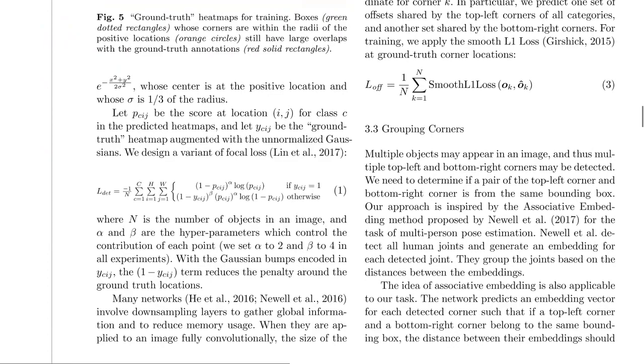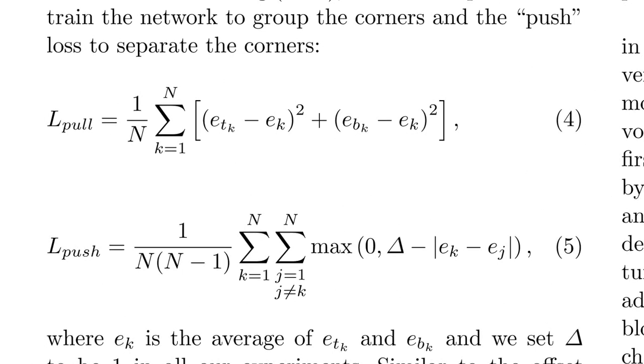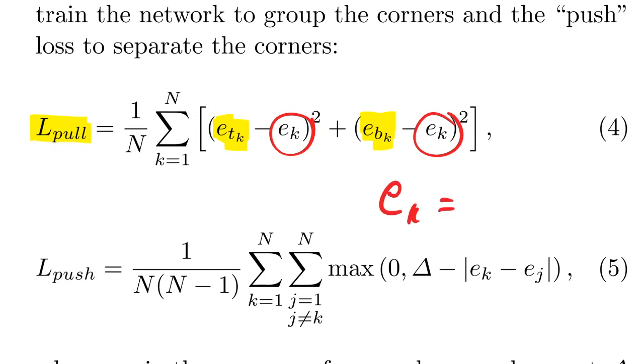Now, the loss with respect to the embeddings is pretty straightforward. Remember these embeddings, you have two embeddings per object: the top left embedding, that's the ETK, and the bottom right embedding. What you want is for them to be close together when they describe the same object. So this is the push and pull losses. In the pull loss, you want to minimize the distances of these two things to this thing right here. And this thing, EK, is simply the mean, so it's ETK plus EBK divided by 2.